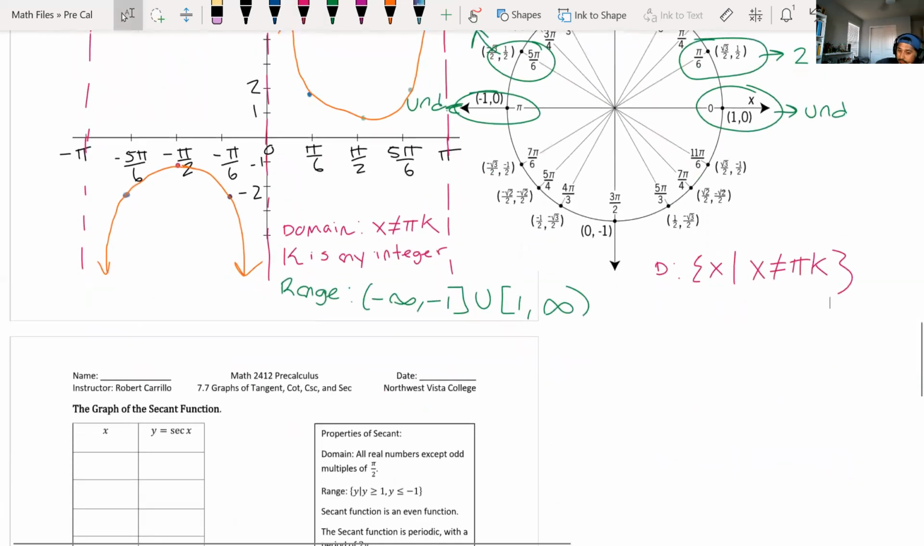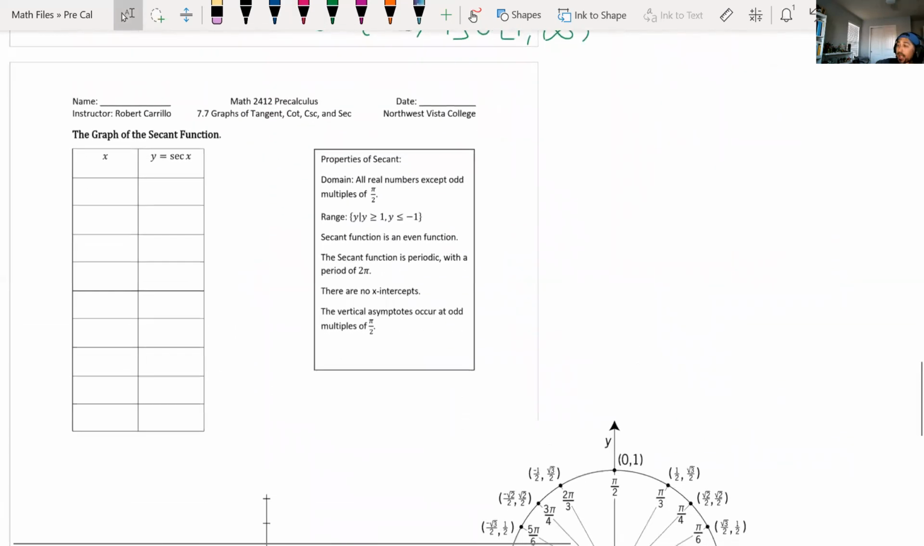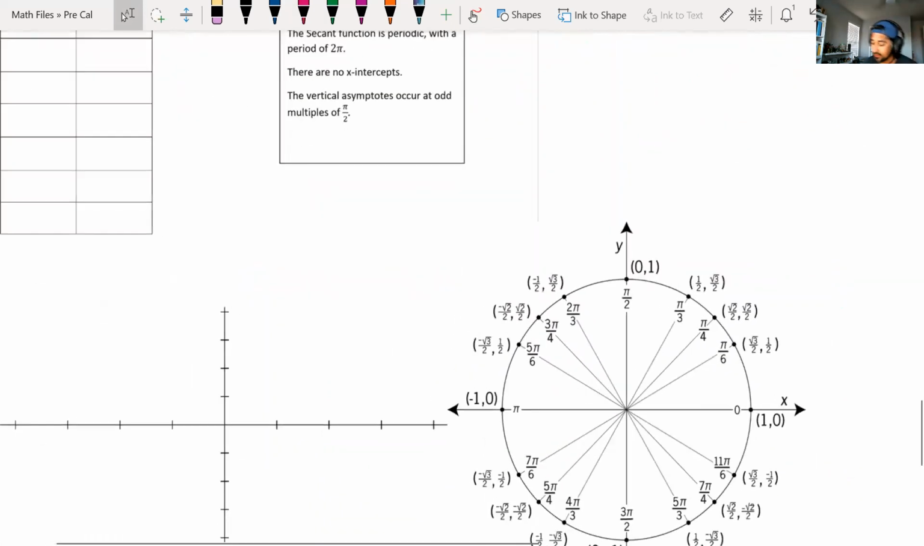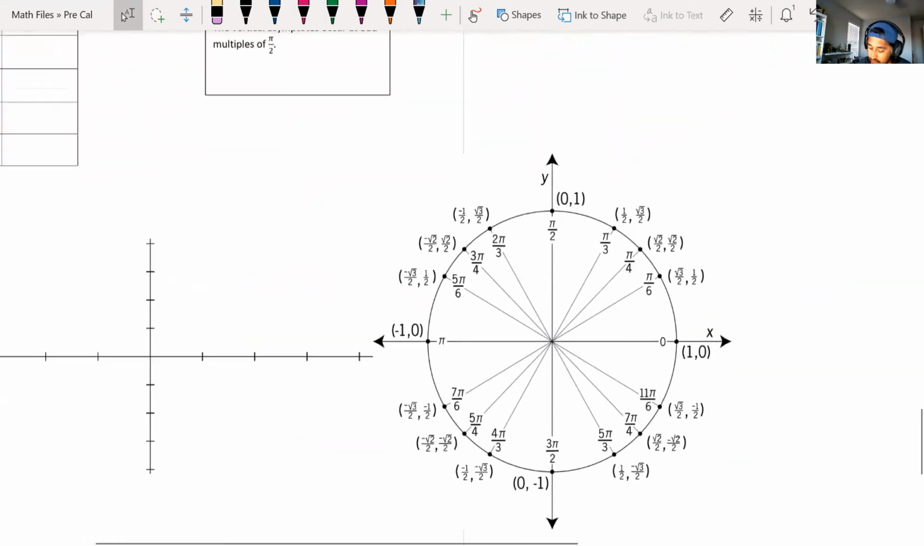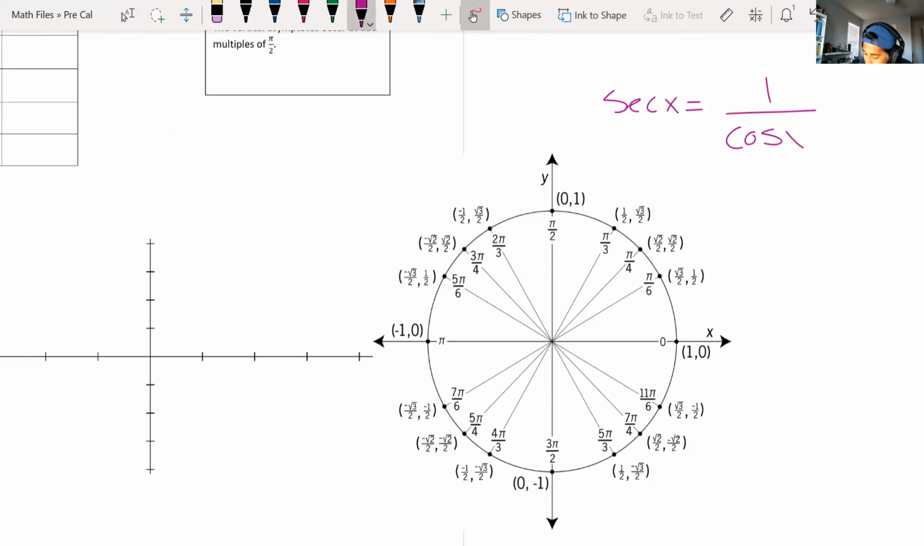Okay, last one. Graph of secant. Remember, secant is the reciprocal of the cosine function. So secant x is the same as 1 over the cosine of x. That means you'll look at your x coordinates and reciprocate those. So let's start at 0. What is the reciprocal of 1?